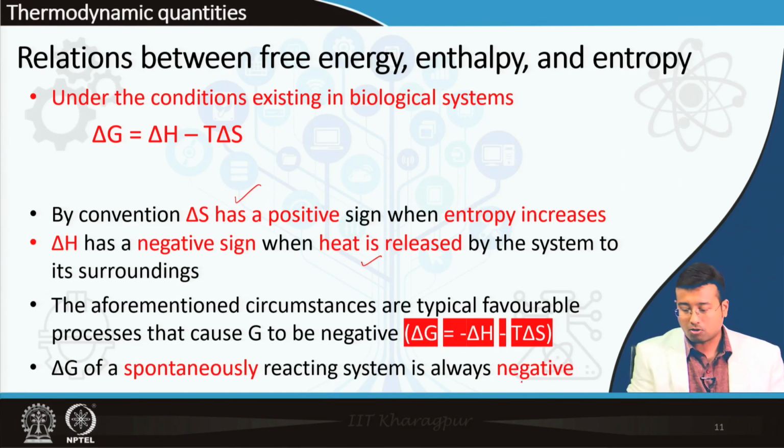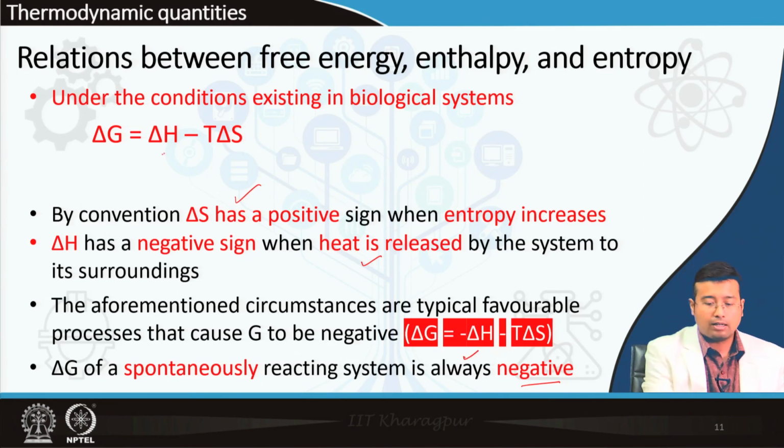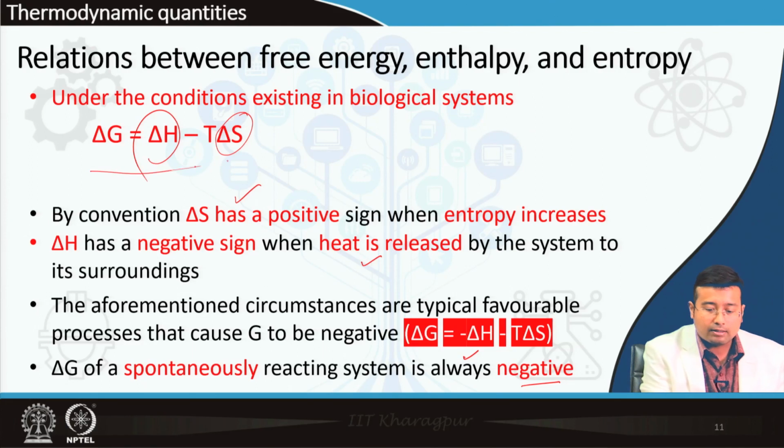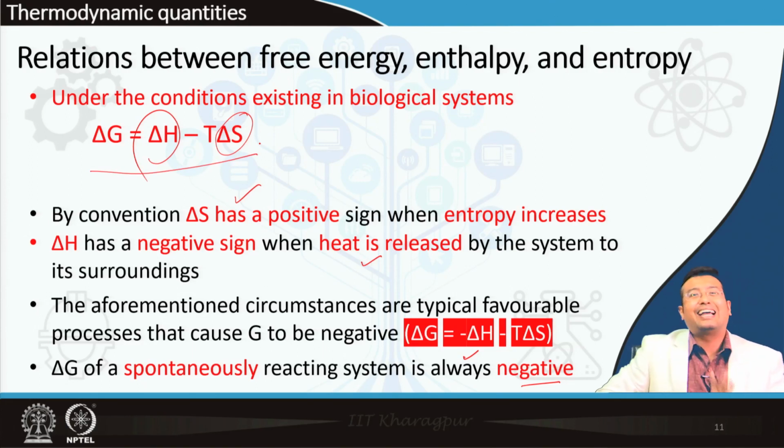So, in case of a spontaneous reaction, the delta G is always negative. This is the rule. So, how can it be negative? If we equate the two in an exothermic reaction, delta H is negative and this value is positive, so the sum becomes negative. That is why, in a spontaneous reaction where delta H is negative and delta S is positive, by this relation delta G always becomes negative and thus the reaction is spontaneous.